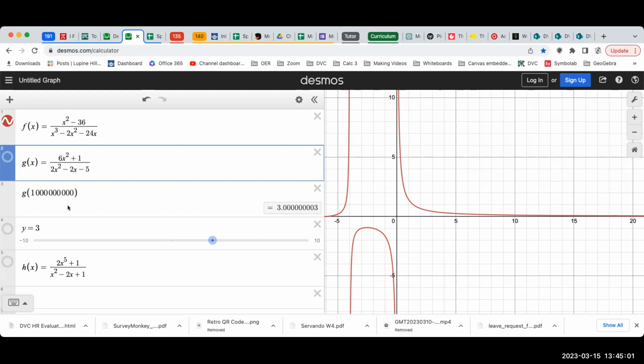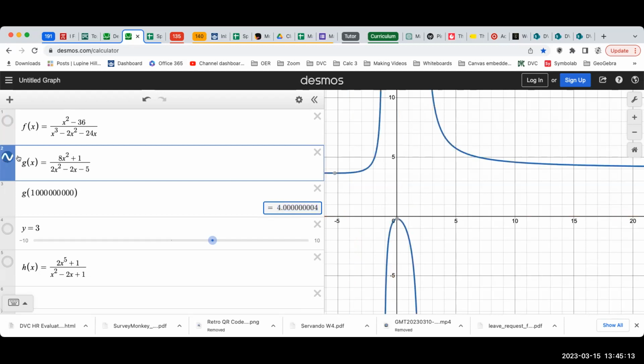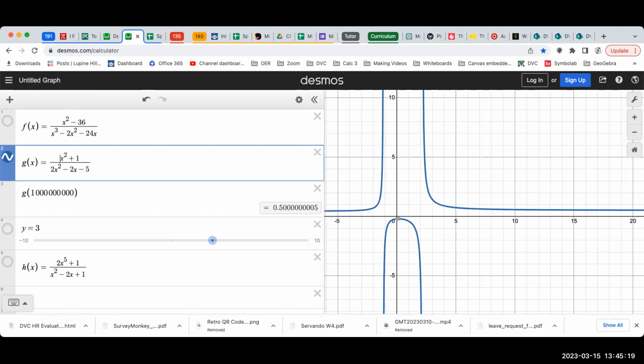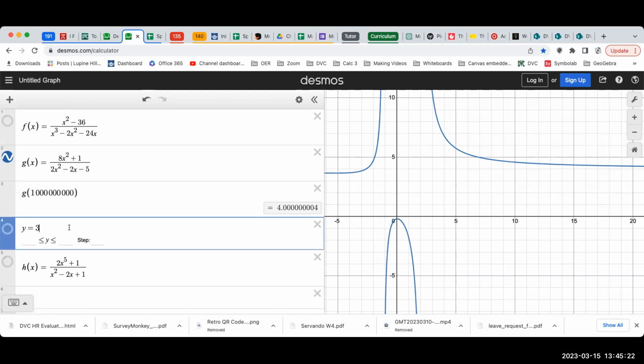What do you think will happen if I change this to an 8? It's going to be approaching 4. Notice it's approaching 4. Sorry, I wasn't showing the right graph. This is the one we were looking at, but if I change this to an 8, now it's going to be approaching the y value 4.